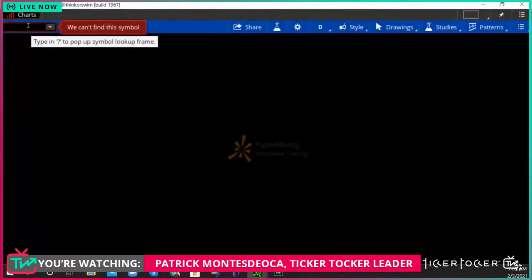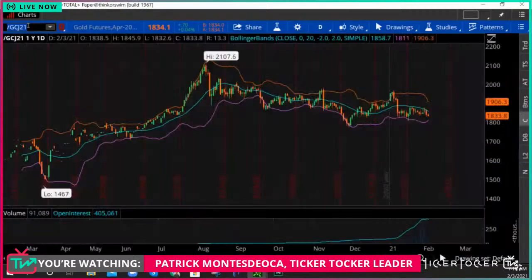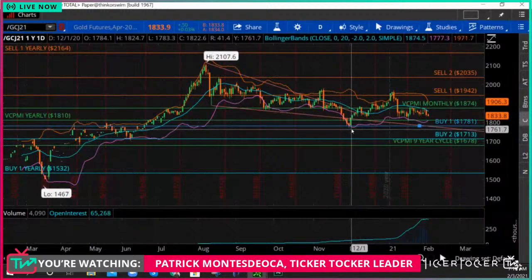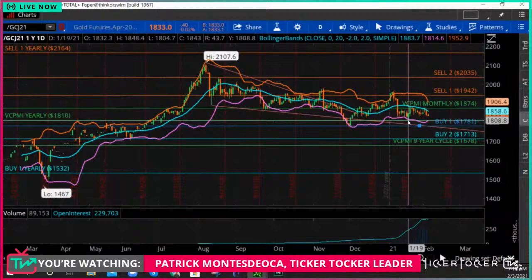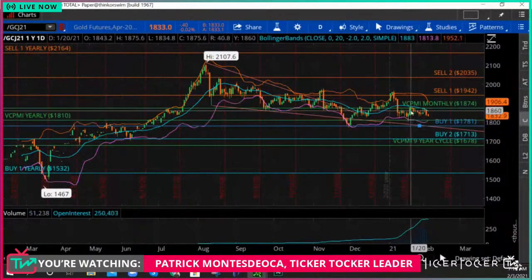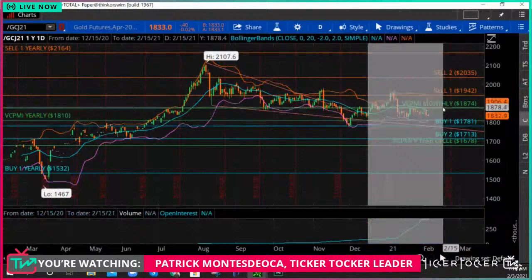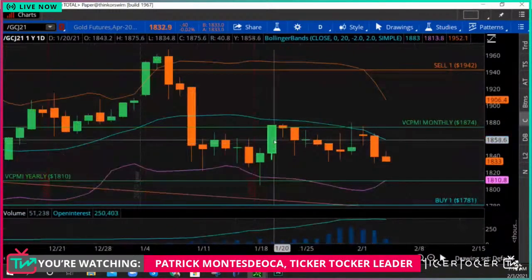And upon completion of this test, it reverted right back up to 1874. From 1810 back to 1874. So that's another 50 or 60 bucks easily that we saw in fluctuation.